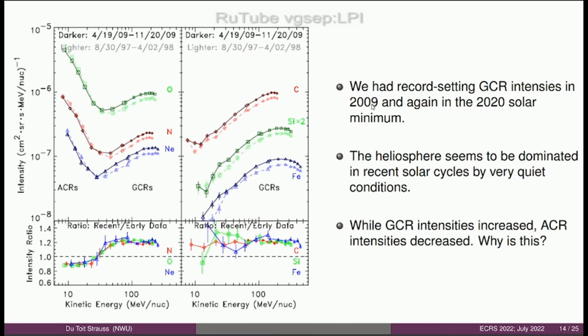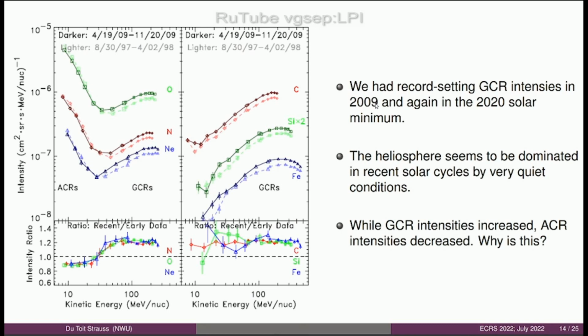Now, if you go to the anomalous cosmic rays, the picture looks very different. So for instance, looking at oxygen, if you look at the galactic cosmic ray part at high energies, we see the same 20% excess in the particle intensities. But if you look at the lower energies, where the anomalous cosmic rays dominate, there the ratio changes to below 1. So while the galactic cosmic rays have these super high intensities, the anomalous cosmic rays are something like 10% lower than the previous solar cycle. So the question is how to explain something like this.